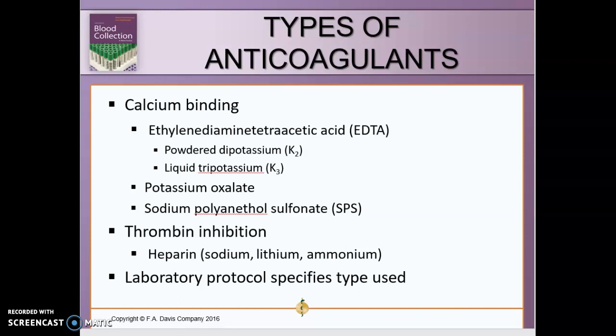The EDTA, the powdered dipotassium, and the liquid tripotassium, these bind calcium that is required by the coagulation cascade. The most common anticoagulants in the blood collection tubes prevent clotting by binding calcium. So the most popular is going to be your calcium binding.